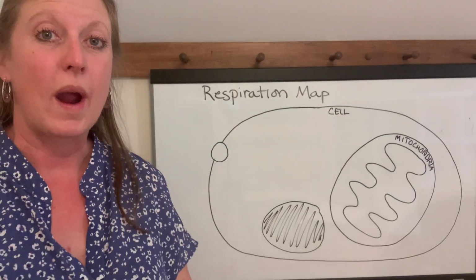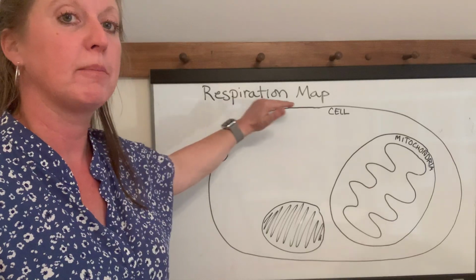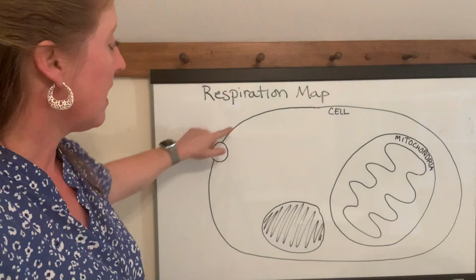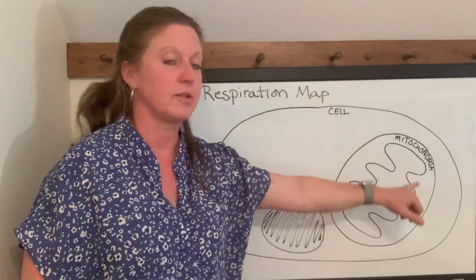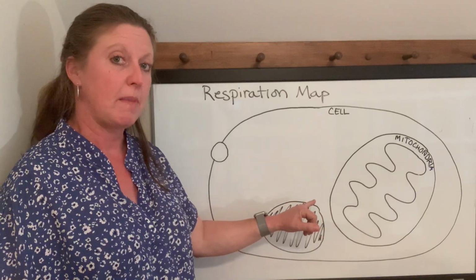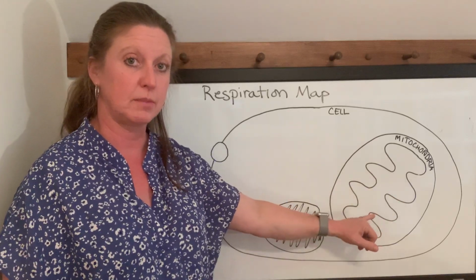Let's talk about where in the cell respiration happens. So this is our respiration map, or the map of where carbohydrate metabolism takes place. Now, I've drawn a cell here with a nucleus and a rather large mitochondria because, as you know from studying the cell, mitochondria are the powerhouses of the cell, and this is where the majority of ATP synthesis takes place.